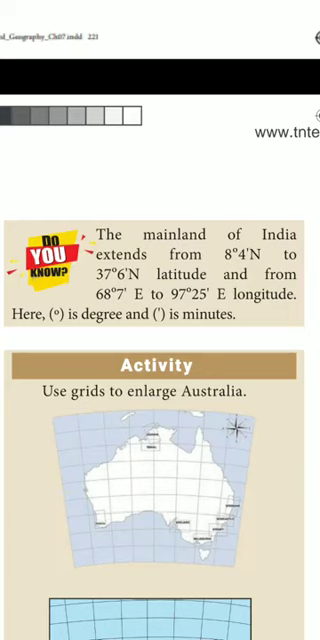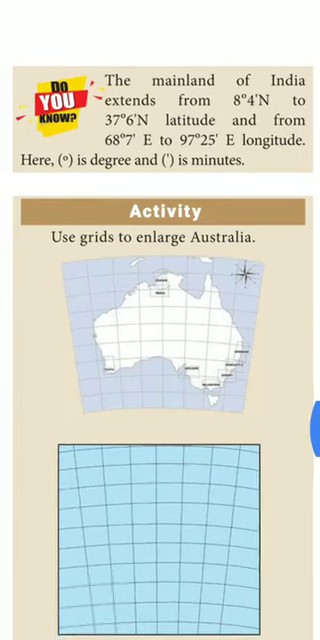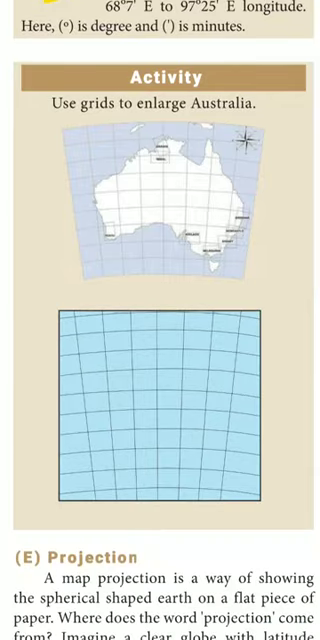So this is the grid system. Do you understand? Latitude and longitudinal lines.